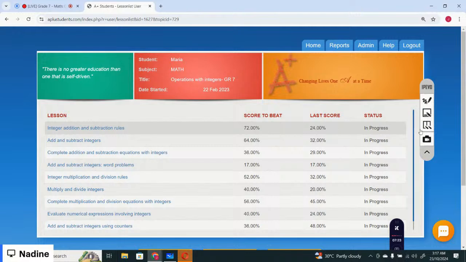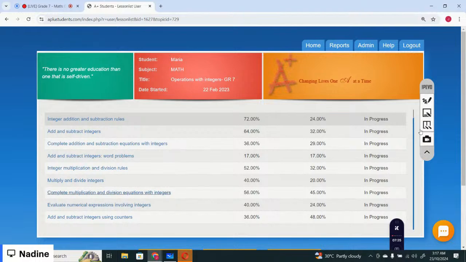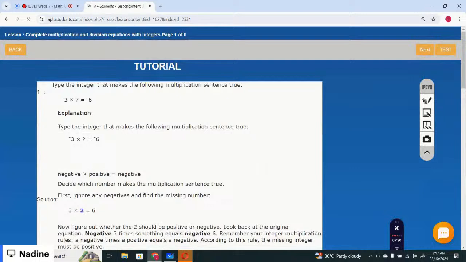Okay, the next lesson is complete multiplication and division equations with integers. Type the integer that makes the following multiplication sentence true. Negative 3 times what number is negative 6? We know that 3 times 2 is 6, right? One of the numbers is negative, so the product is negative. Negative 3 times the other number, positive 2, is negative 6. Got it?